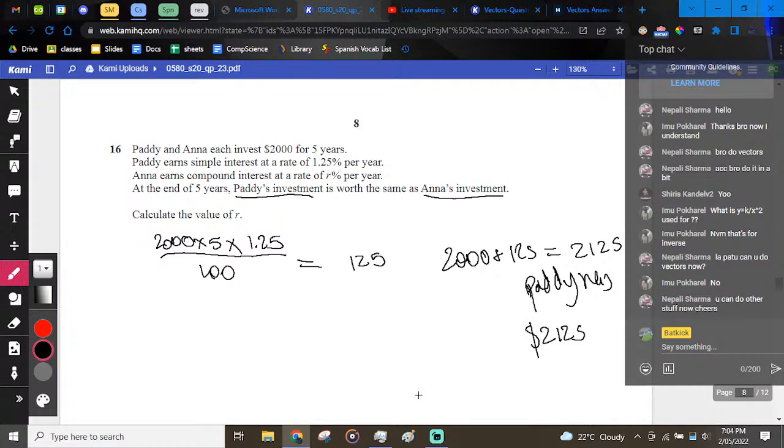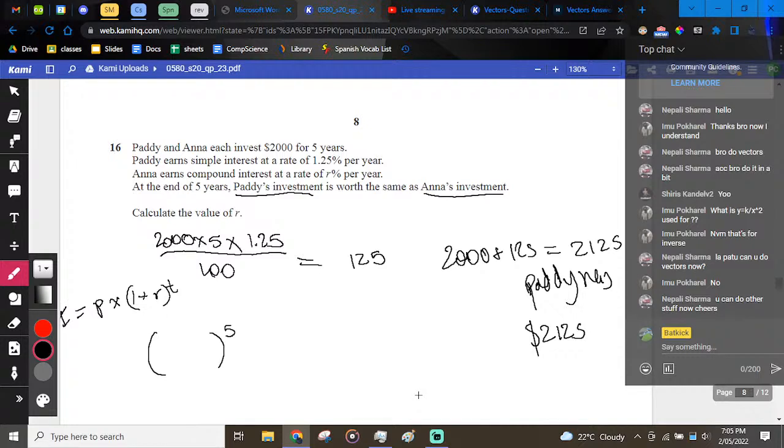$2125. And how much does Anna have? For compound interest, it's going to be 5 years, so the power of 5. Remember, it's 1 plus the rate, to the power of time, times principal equals interest, for compound.